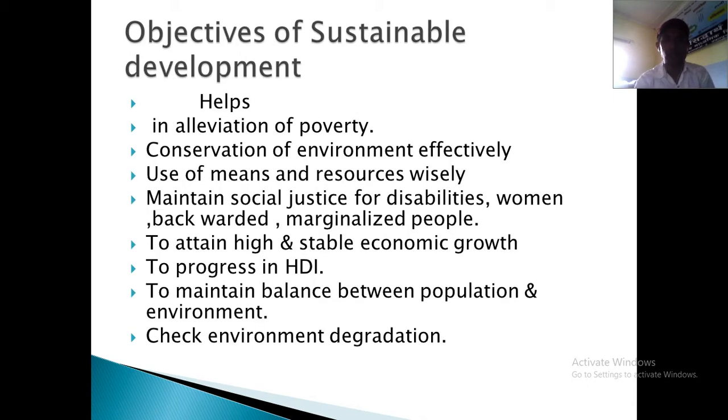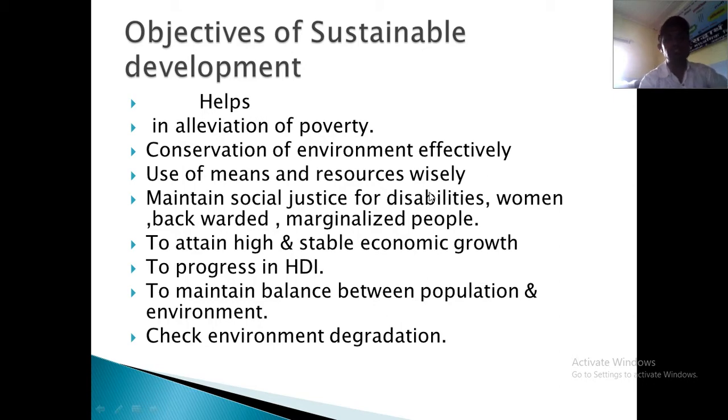This type of concept is sustainable development. So, it has some objectives. It helps in the elimination of poverty, poverty should be eliminated. The effective use and conservation of the environment is another objective. Use of means and resources wisely is the next objective.